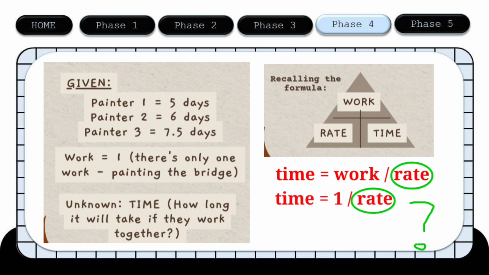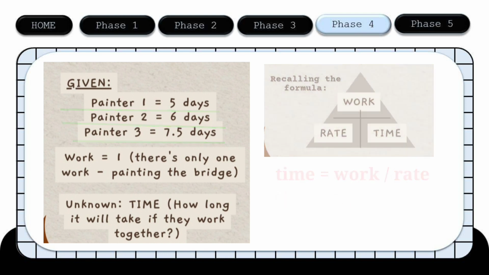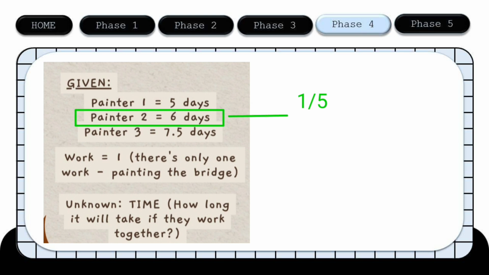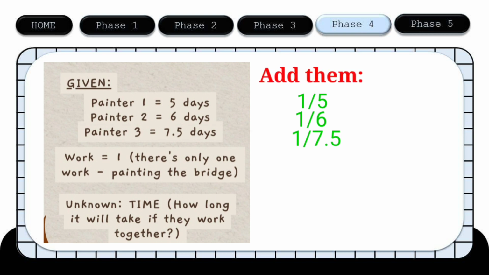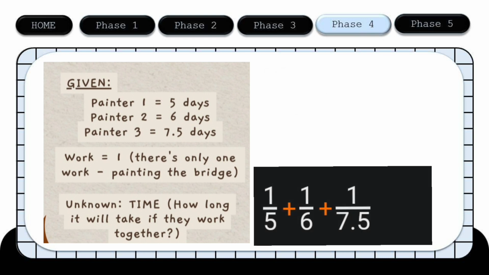Ano kaya yung rate? And for us to find out kung ano yung ating rate, kukunin lang natin yung rate ng bawat isang painter at i-add natin together. So first, we have painter 1, kaya niyang tapusin yung isang work sa loob ng 5 days. So that's 1/5. Si painter 2, kaya niyang tapusin ang work sa loob ng 6 days. So that's 1/6. And si painter 3, kaya niyang tapusin ang work sa loob ng 7.5 days. So that's 1/7.5. And if we are going to perform the operations of addition sa fraction, lalabas na ang sum total ng rate ng ating tatlong painter ay 1/2.